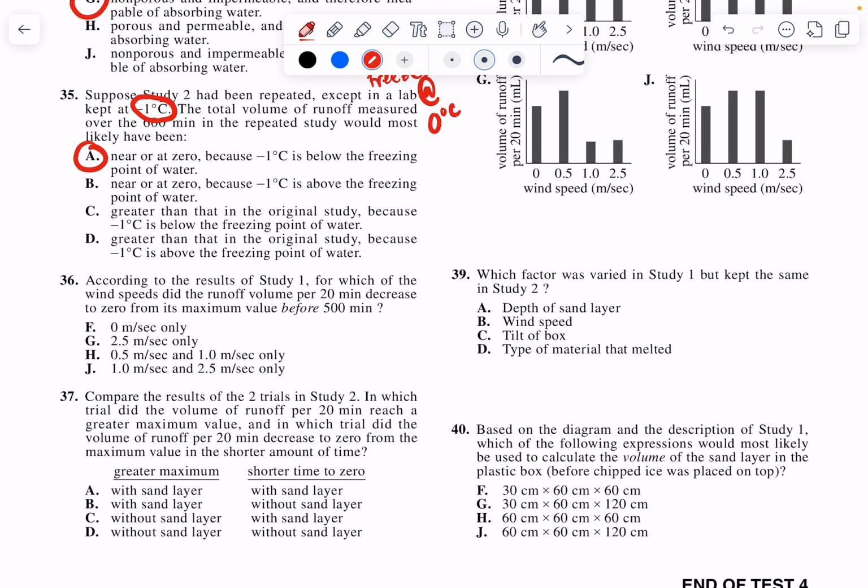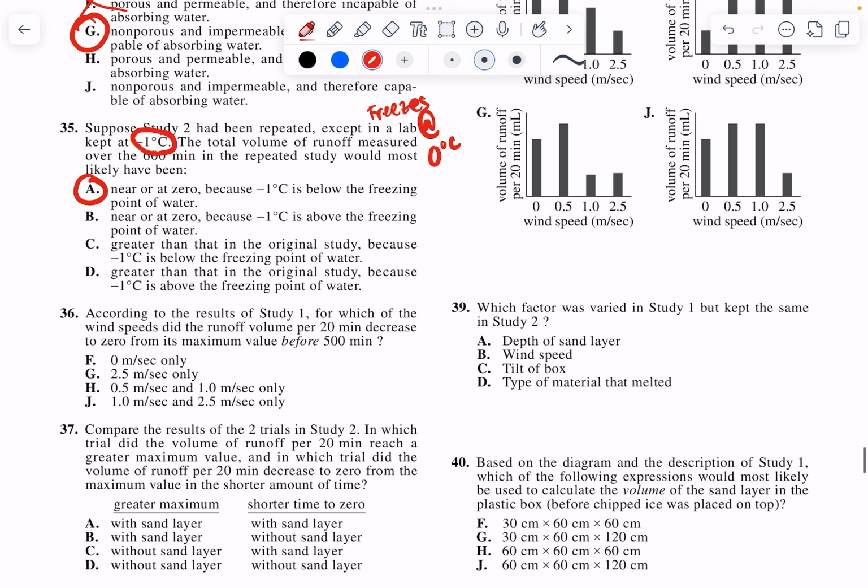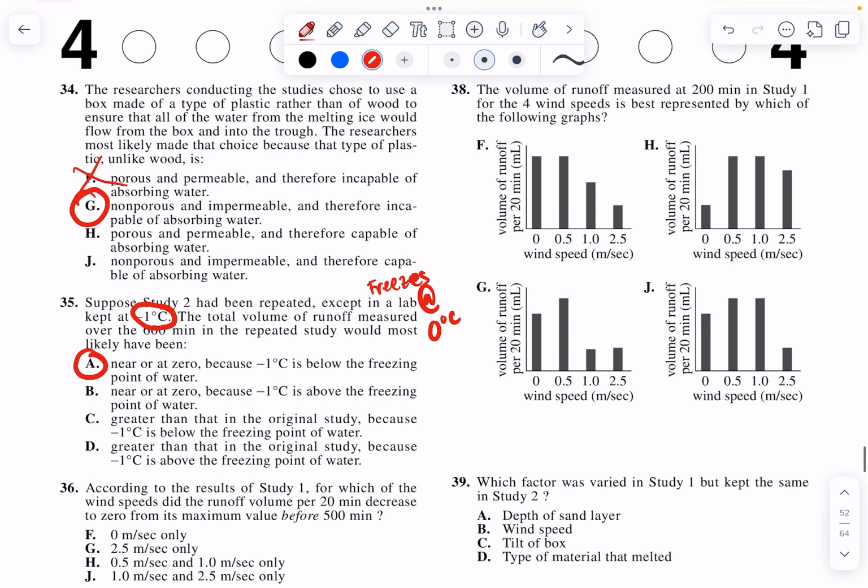Okay, question 36. According to the results of study 1, for which of the wind speeds did the runoff volume per 20 minutes decrease to 0 from its maximum value before 500 minutes? Wow, okay, volume per 20 minutes. Oh, because it's measuring every 20 minutes. When does it decrease to 0? Excuse me, before the 500-minute mark. So let's come here and take a look.